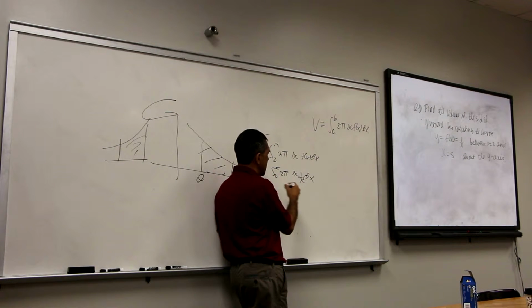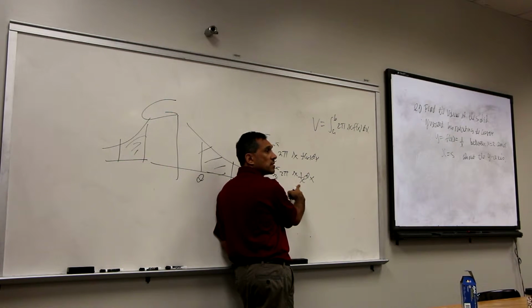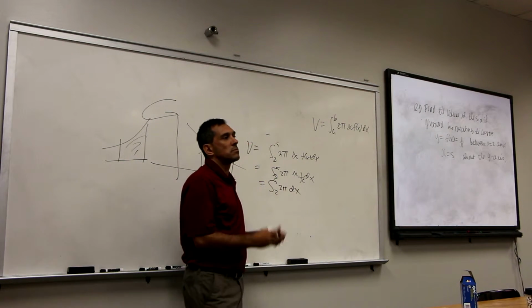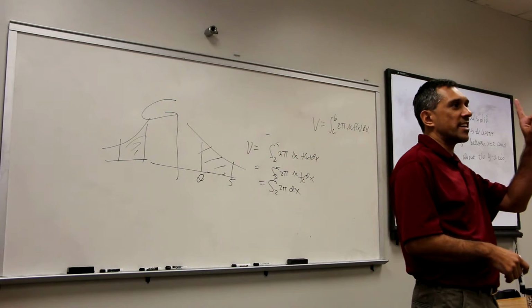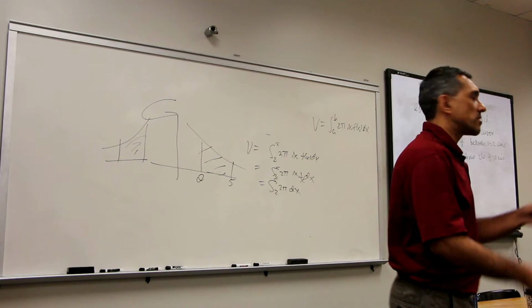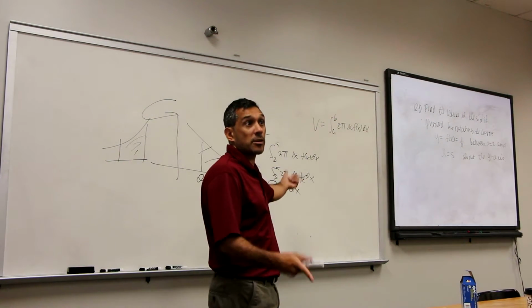And what is x times 1 over x? It's 1. Well, now that one is easy. What's the antiderivative of 1 dx? Correct. You take the x, evaluate at 5, take the x, evaluate at 2, subtract, and multiply by 2 pi.